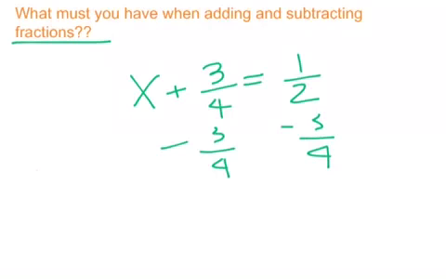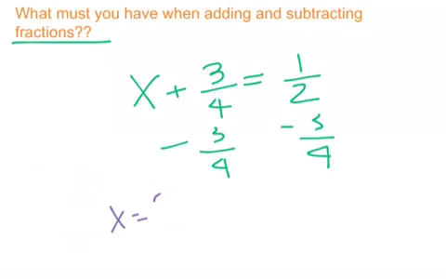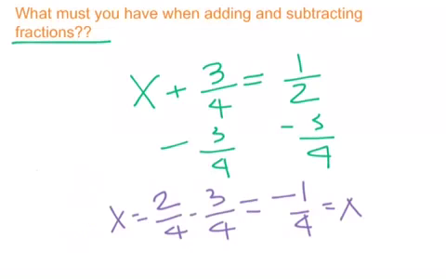So over here in purple, we have 1/2. We've got to have a 4 on the bottom. So multiply 2 on the bottom, 2 up top. That's going to be 2/4. Okay? So I'm going to erase this really quickly. Alright. So this is going to change to x equals 2/4 minus 3/4. Okay? Our denominator stays the same. 2 minus 3 is a negative 1. So we have negative 1/4 equals x.